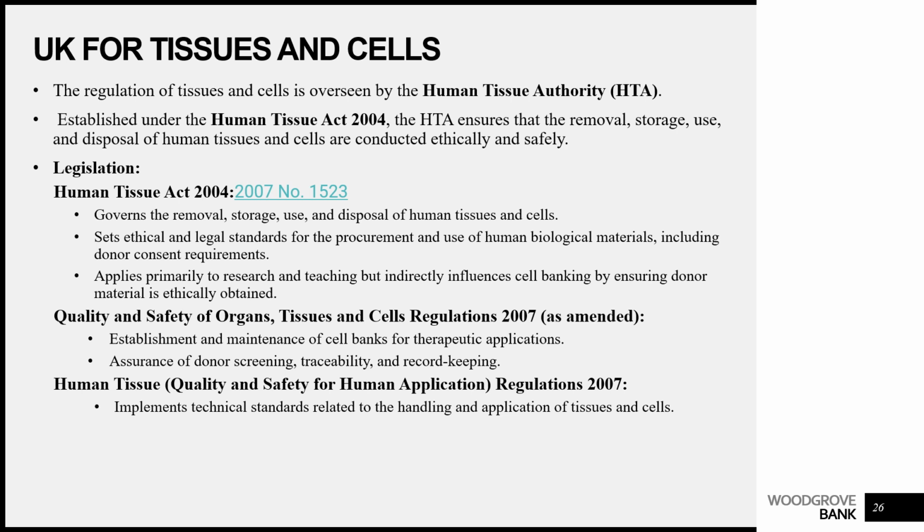And then we have some other implementation in these acts, and these are the quality and safety of organs, tissues and cells regulations, and this relates to cell banks and donor screening, traceability and record keeping. I think these derive from the implementation directives. And then we've got the Human Tissue (Quality and Safety for Human Application) Regulations 2007, and these are the technical standards related to the handling and application of tissues and cells.